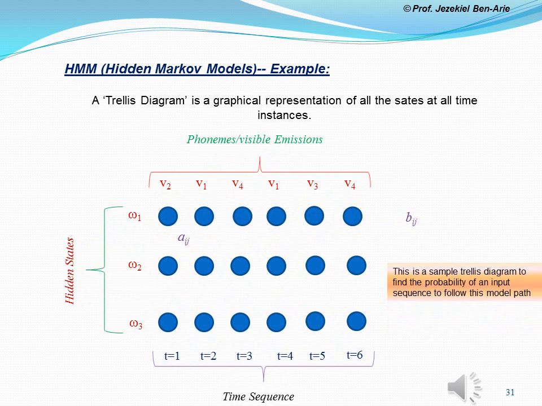A trellis diagram is a graphical representation of all the states at all time instances. Practically, the trellis could describe by a particular path the states of the model at each instant. Actually, many paths are possible. For the recognition task, one has to compute the total probability of all feasible paths from t equals to 1 until t equals to 6 while emitting the sequence V2, V1, V4, V1, V3, V4.